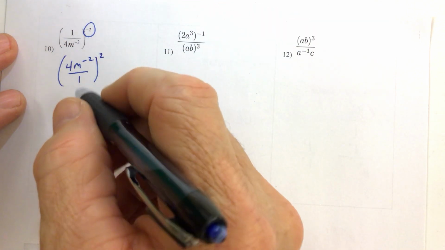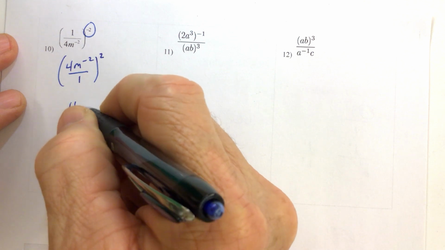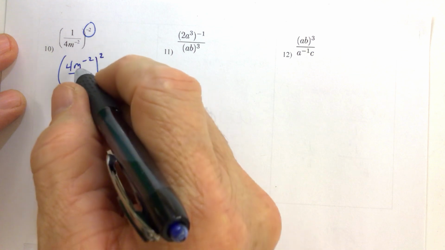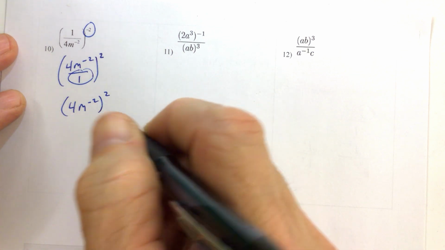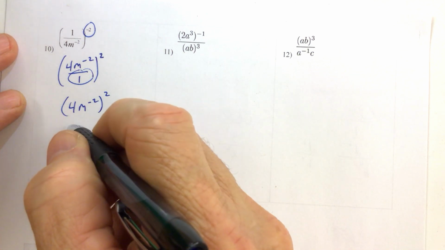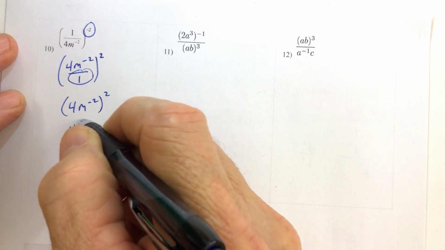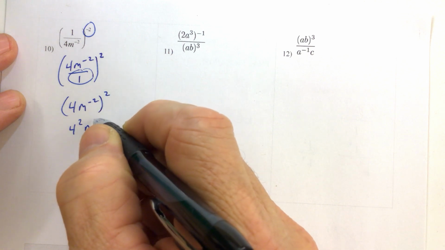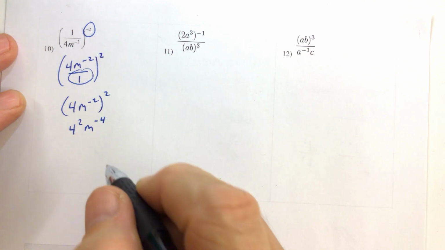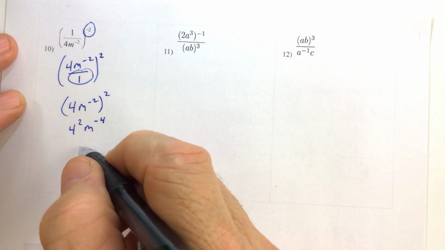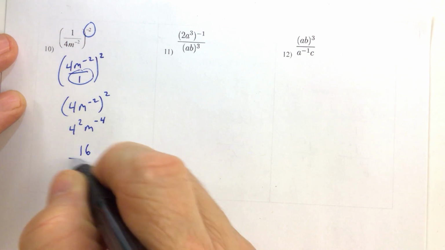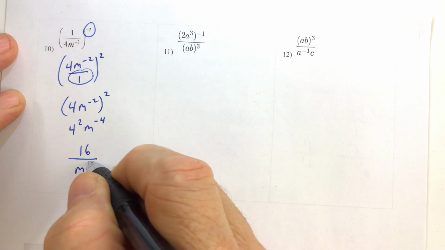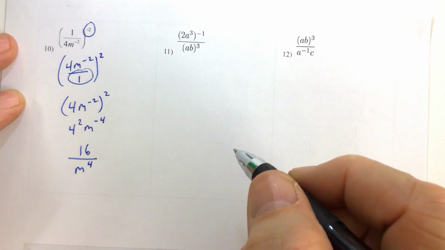Now inside we have 4 times m to the negative 2, to the second power, because anything over 1 is just that anything. Now we can raise 4 to the second power. And then we multiply that by m to the negative 2 times 2, and that's m to the negative 4. And we can clean this up a little bit. We're going to take 4 squared and make 16. And we're going to take m to the negative 4 on top, and make m to the positive 4 on the bottom.